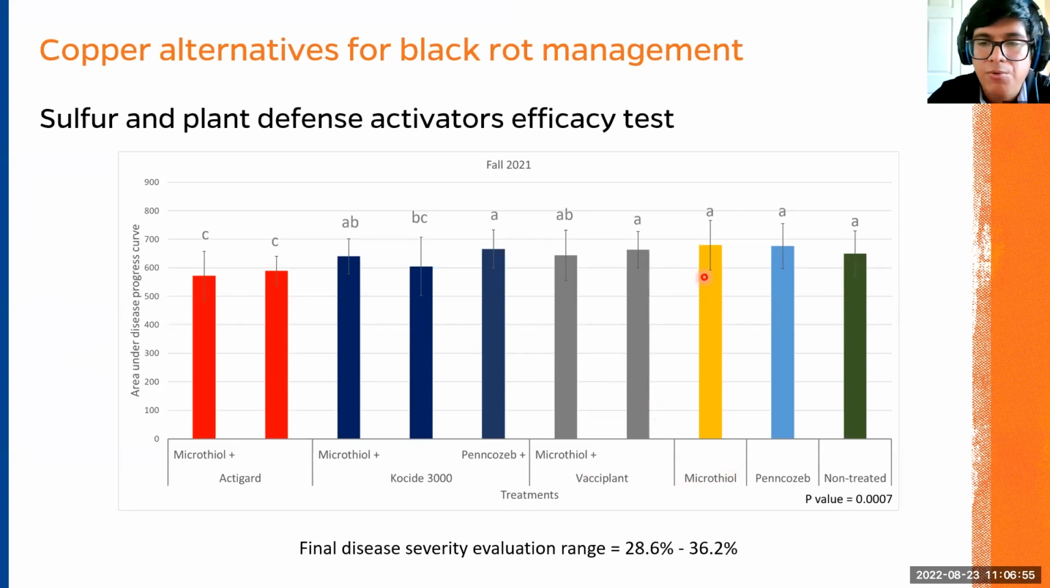However, once again, Microthiol doesn't have a significant reduction on the disease severity. But this graph not only gives us that information, it also shows us that the mixtures of Microthiol with the other products don't really improve the efficacy of the products applied alone. For example, with Microthiol and Actigard, there's no significant difference between both of them. The same happened with the mixture of Microthiol and COSI compared to COSI applied alone, and the same happened with Vaxiplant.